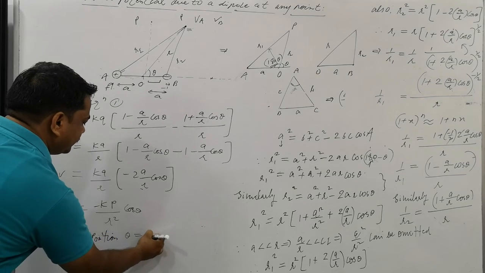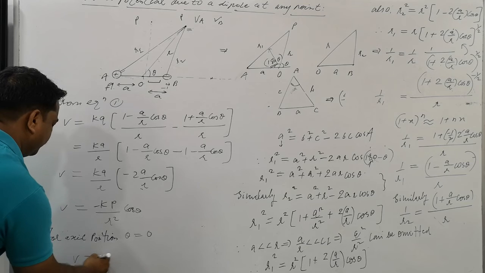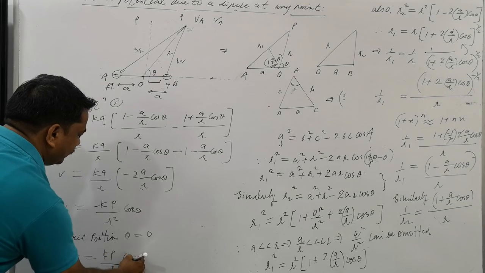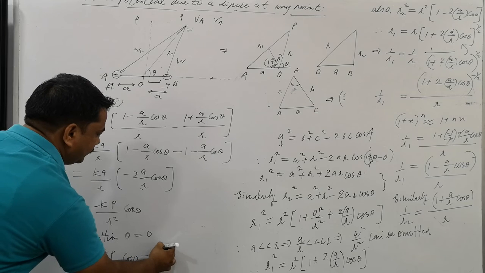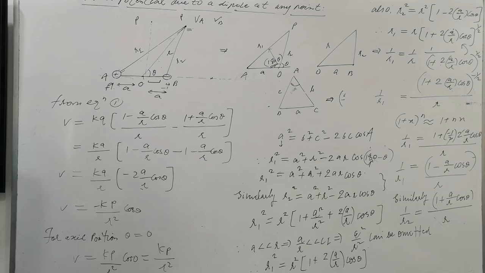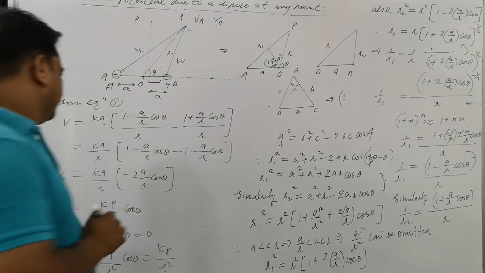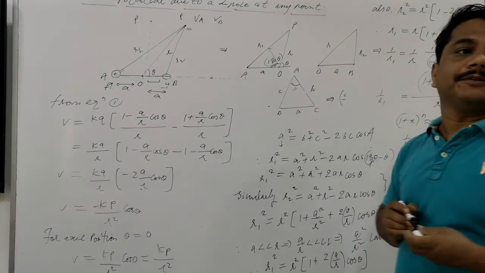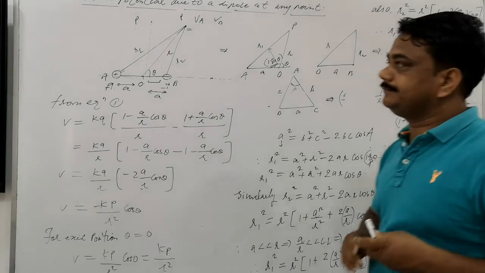So for the axial position, theta is equal to what we said? 0. So the expression will be KP divided by R square and cosine 0 is 1. So it shall be KP by R square. This is the formula for axial position right now, but it's not coming in terms of A. And for equatorial position, carry on. What will come for equatorial position?